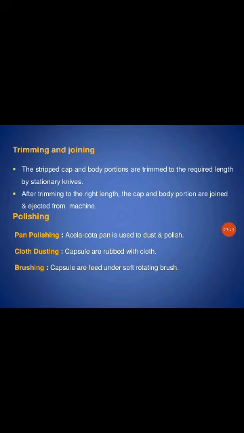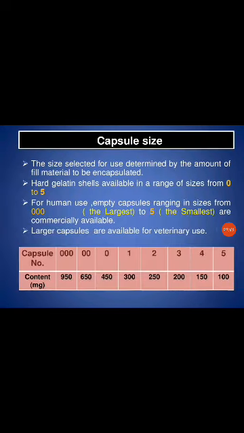After trimming to the right length, the cap and body portions are joined, that is called joining, and ejected from the machine. After that, there is a polishing step which can be achieved either by pan polishing or cloth dusting or by simple brushing means.